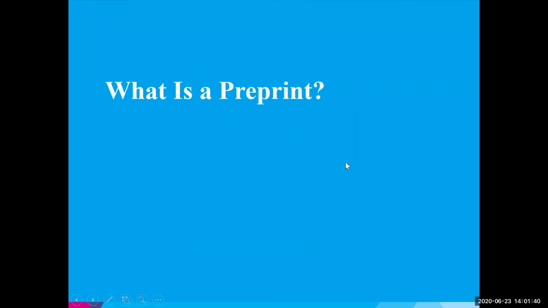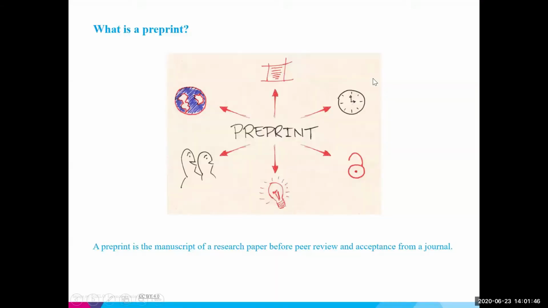So the first and obvious question is, what is a preprint? And there isn't one standard definition. Essentially, a preprint is the manuscript of a research paper before peer review and acceptance from a journal. Often these manuscripts will be deposited on a repository or a preprint server in order to be freely available to everyone, but not all the time. Not all preprints end up being published, but between 44% and 77% of them do. So many preprints do end up becoming peer-reviewed published journal articles.